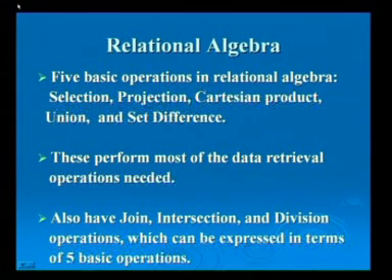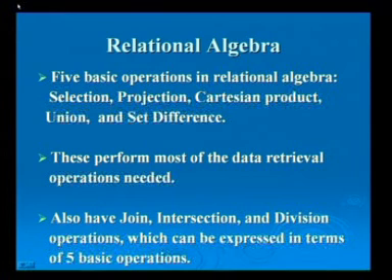If we are going to categorize these relational algebra operations, we can categorize them in a number of different ways. There are 5 basic operations in relational algebra. They are selection, projection, Cartesian product, union, and set difference. You may not be familiar with these operations, but we will look into them in more detail later. These perform most of the data retrieval operations needed.